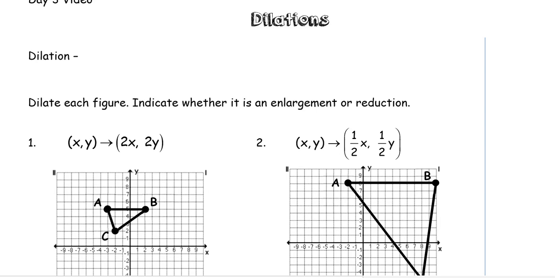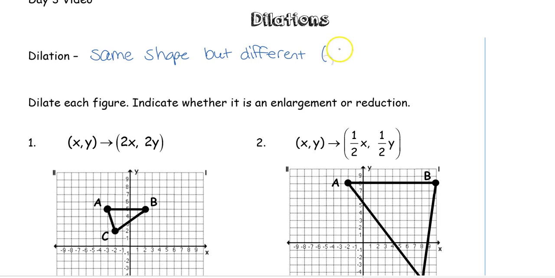So today's video, our transformation is going to be the dilation. Dilation is when we are going to change the size of the object but keep the same shape. We're going to enlarge it or we're going to reduce it. So the key about the dilation is we have the same shape but different size.